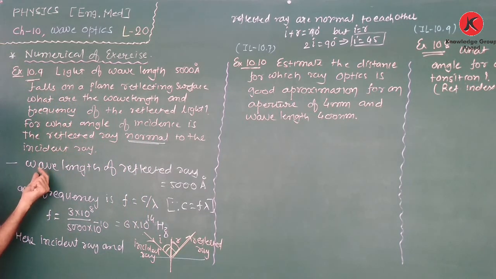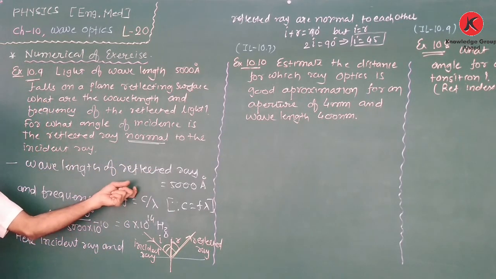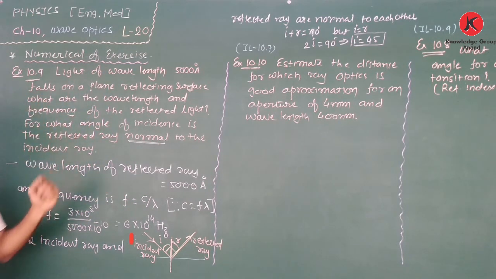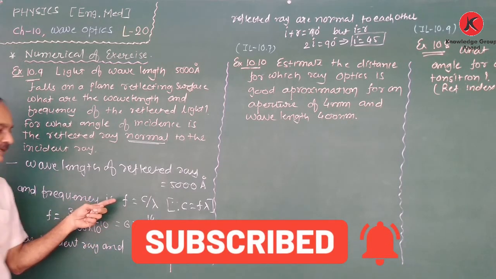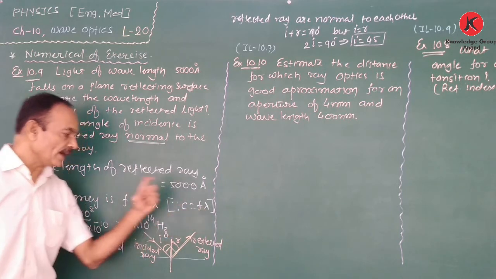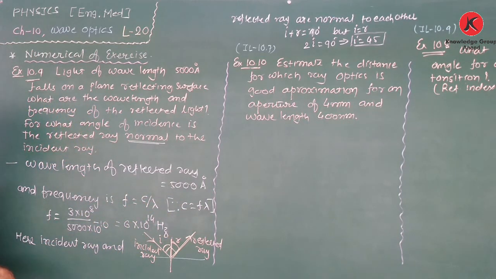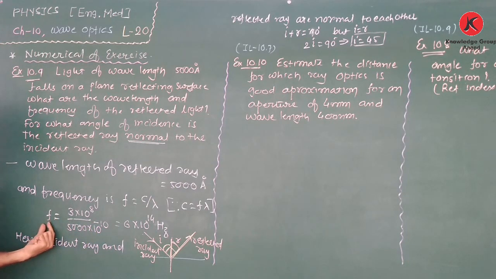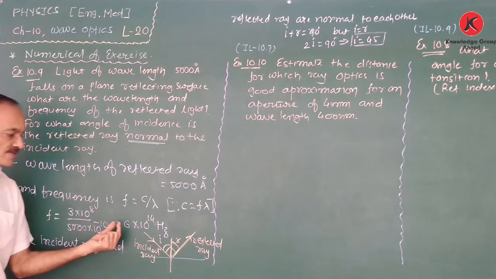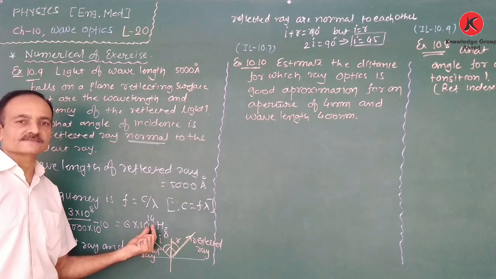Again, friends, wavelength does not change during reflection and refraction, only the frequency is changed. Therefore, the wavelength of the reflected ray is 5000 angstrom, the same as the wavelength of the incident ray. And the frequency of the reflected ray we can calculate using the equation c is equal to f lambda, therefore f is equal to c by lambda. c is the velocity of light in vacuum, 3 into 10 raised to 8, and lambda is given as 5000 angstrom, converted into meter. Therefore, the frequency of the reflected ray is 6 into 10 raised to 14 hertz.